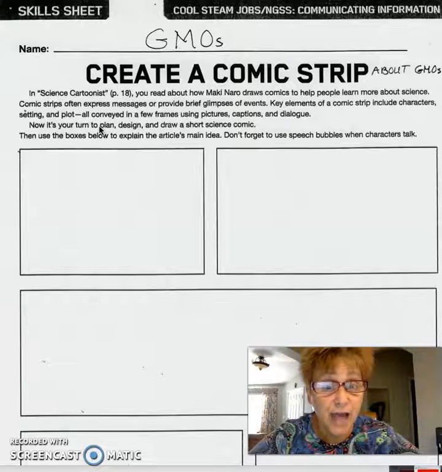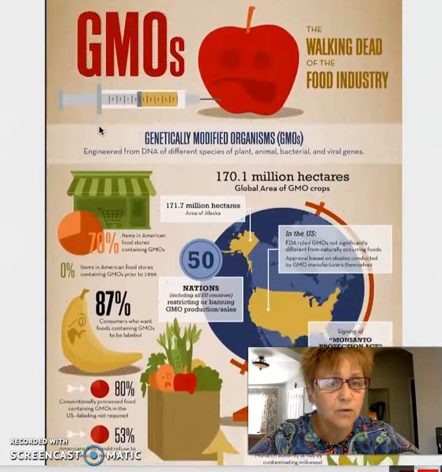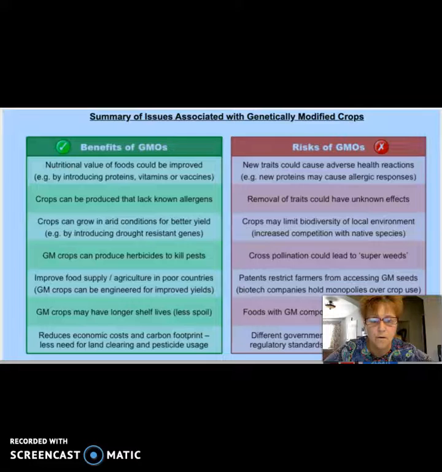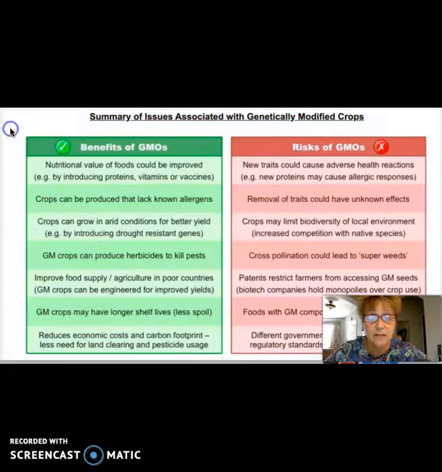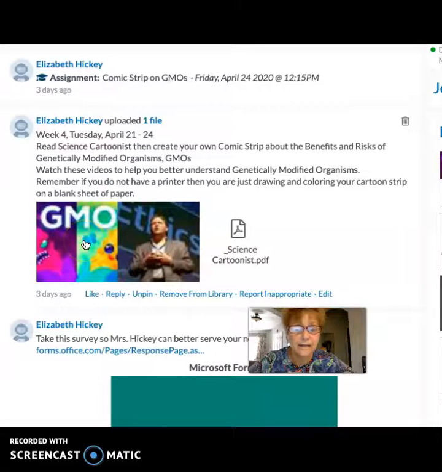And in order to do that, you have to read about GMOs and then read about the benefits and the risks of GMOs. And then you had a link here for GMOs, and then you had a link here to TED Talks for GMOs and what kind of organisms they have created by putting two different kinds of organisms together.